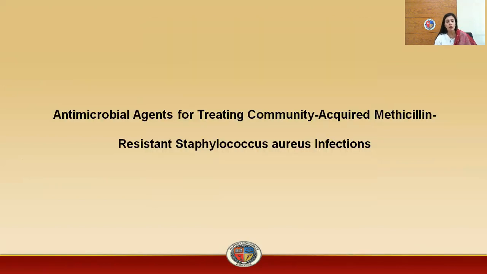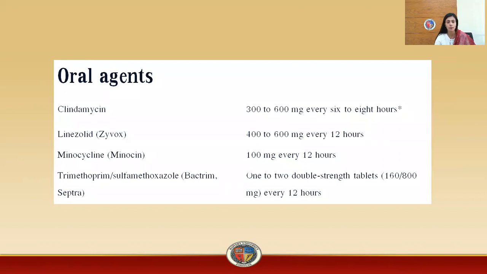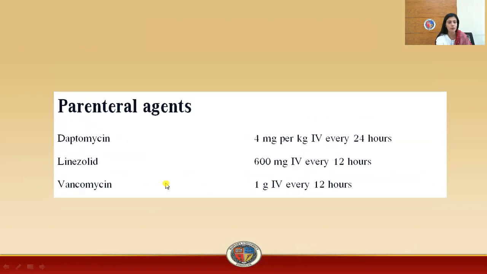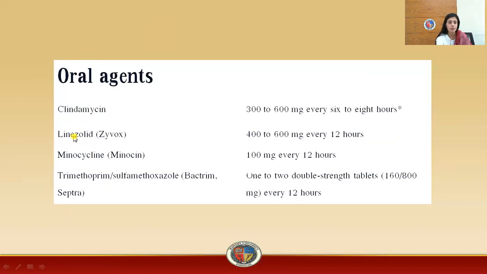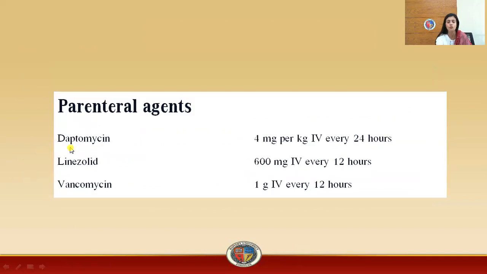Among these, which are the agents which you can use orally and which are the agents which you can use by IV? The examples of oral agents which you can use for MRSA are clindamycin, linezolid, minocycline, and a double strength tablet of trimethoprim and sulfamethoxazole. In the case of parenteral agents, we have the examples of daptomycin, linezolid, and vancomycin. Here you can see that linezolid is available in oral dosage form and in parenteral dosage form as well.